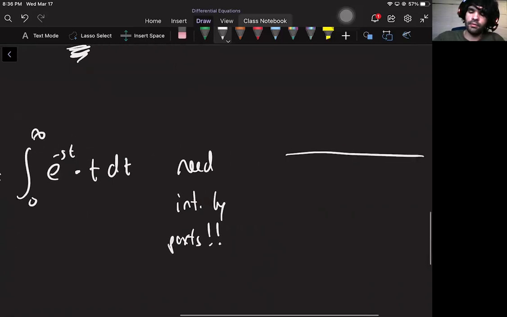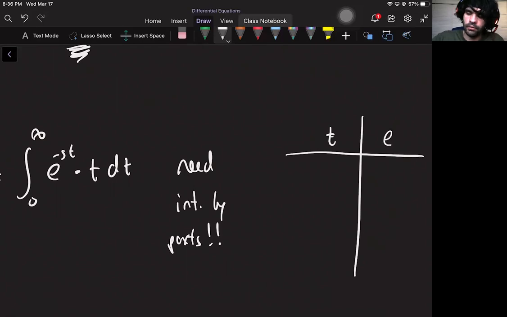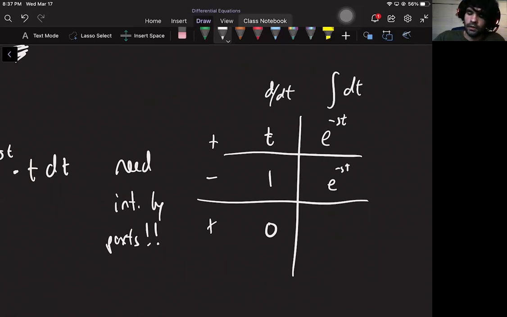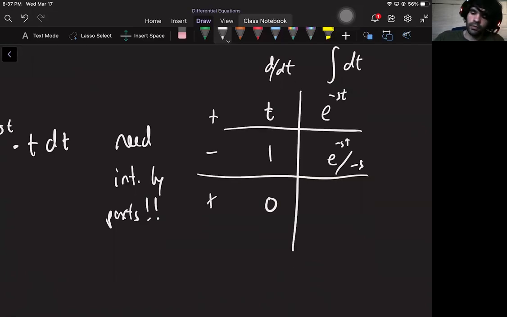So I'm going to do the little tabular method shortcut. So I'm going to stick one function, which is t, on the derivative side and one on the integral side. And then I'm going to do plus minus plus, and then I'm going to take derivatives on the left, integrals on the right. If you don't know this technique, you can just do integration by parts the long way. And good luck with that. That'll take you forever, but you can do it. Okay, then the next integral would be e to the negative st over s, the negatives would cancel. And then the answer is this.